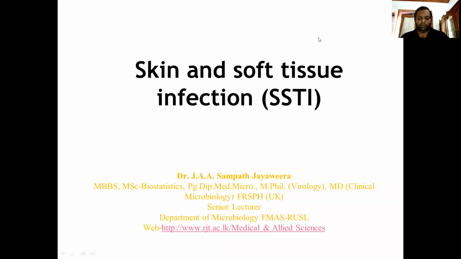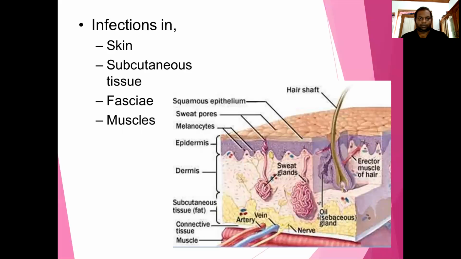Skin and soft tissue infection. So skin and soft tissue includes skin and soft tissues, that is, the subcutaneous tissue below the skin. Multiple fascias of different types are there, and muscles. It excludes bones. You can see here the anatomy or cross section of the skin and soft tissues up to bones. Sorry, up to muscle.